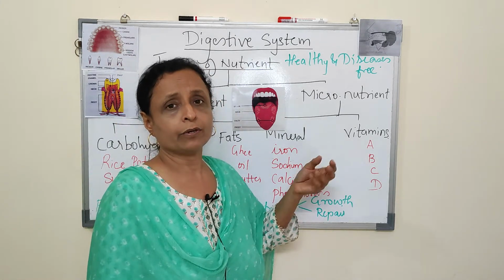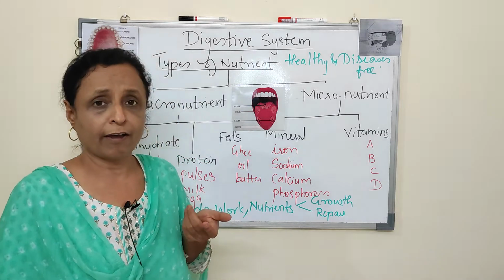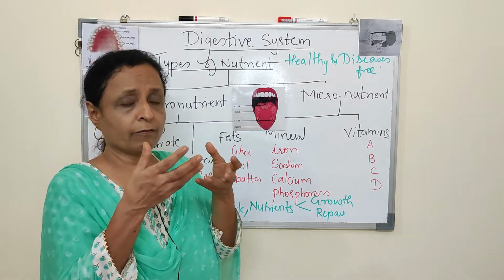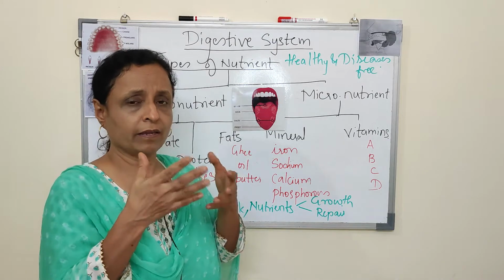B vitamin you get in grains. Whole grains you should have, not the ones made up of maida, like pizza and burger. They are made up of maida.